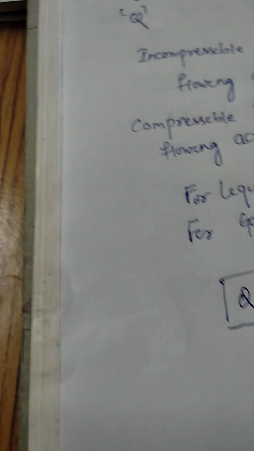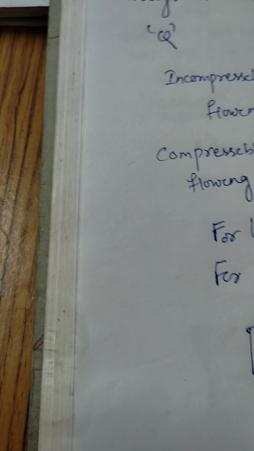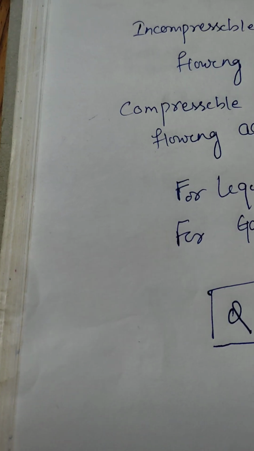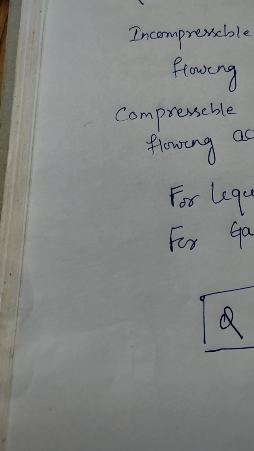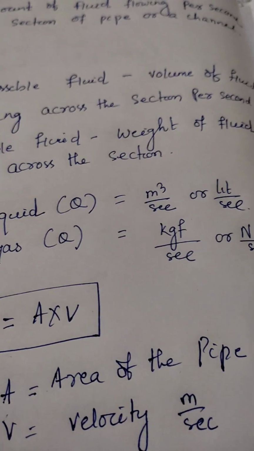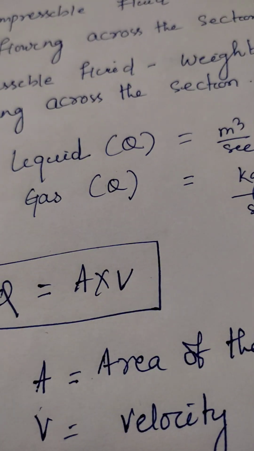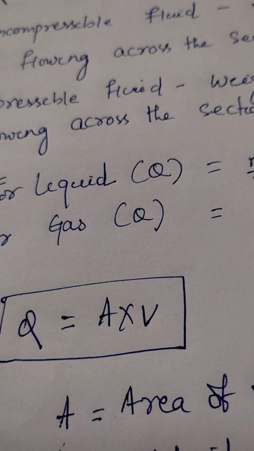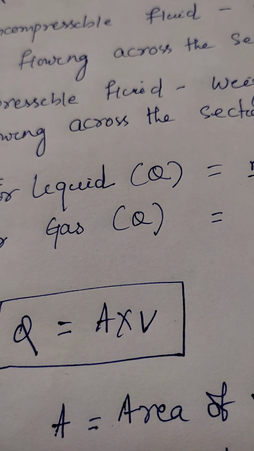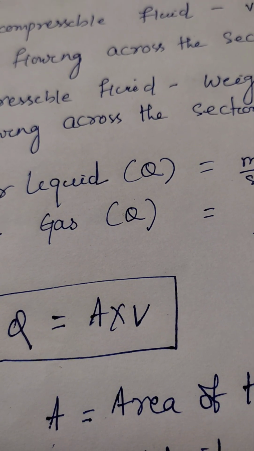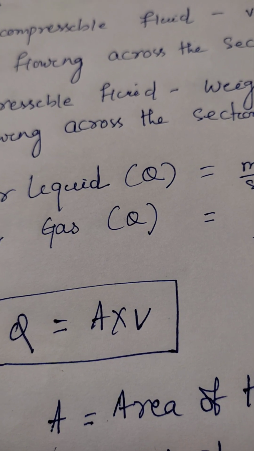Next we go to the continuity equation. So what is the continuity equation? This equation is based on the principle of conservation of mass. The equation based on the principle of conservation of mass is called the continuity equation.